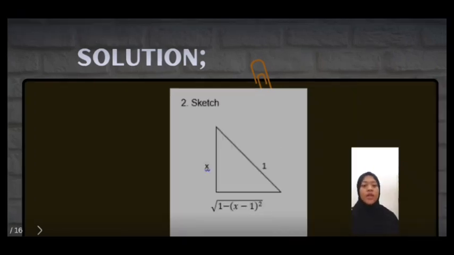Next, we're going to sketch a triangle. As we know, x equals a sine theta. So sine is equal to opposite over hypotenuse. So the opposite is x, the hypotenuse is 1, and the adjacent is square root of 1 minus x squared.